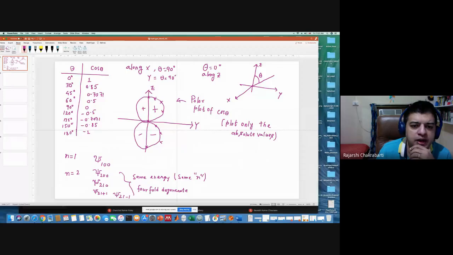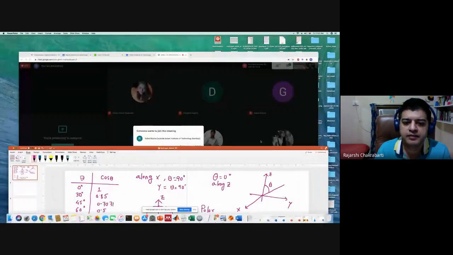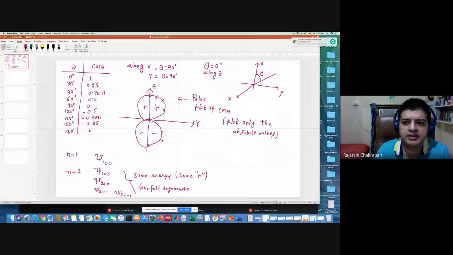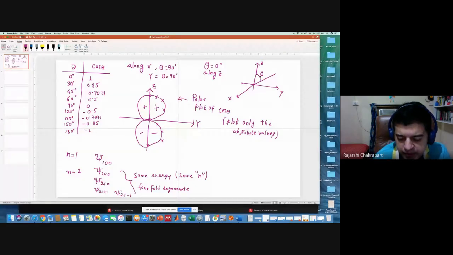How do we plot? First we draw two axes. You have to draw the z axis first, and then y or x. They are equivalent actually in this case. So let us draw z axis and y axis. Okay, so what is the value of this cos theta when your theta is 0? Now theta, you remember, this is the angle theta, the angle between the vector and the z axis.